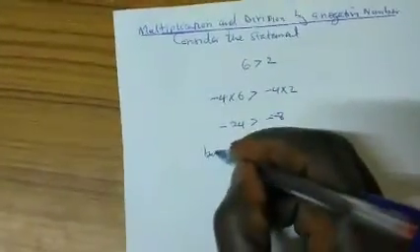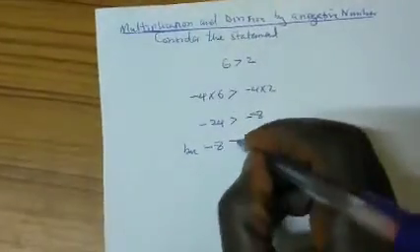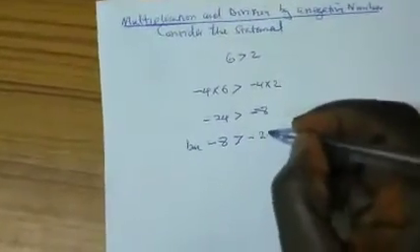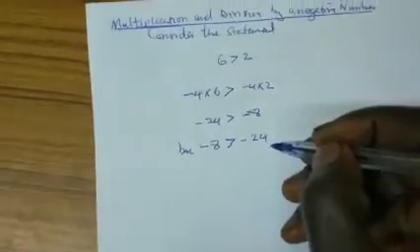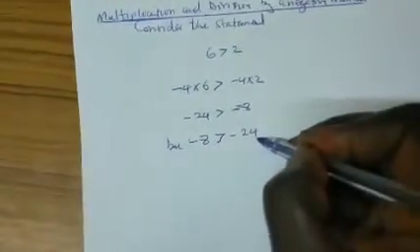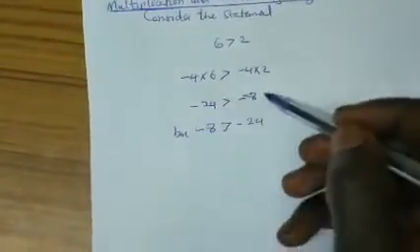But negative 8 is greater than negative 24. Negative 8 is greater than negative 24. Negative 24 cannot be greater than negative 8.